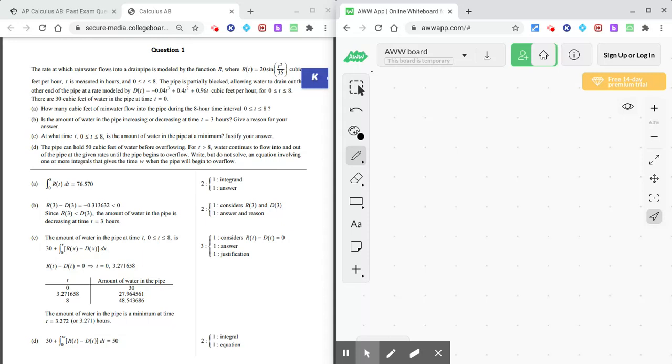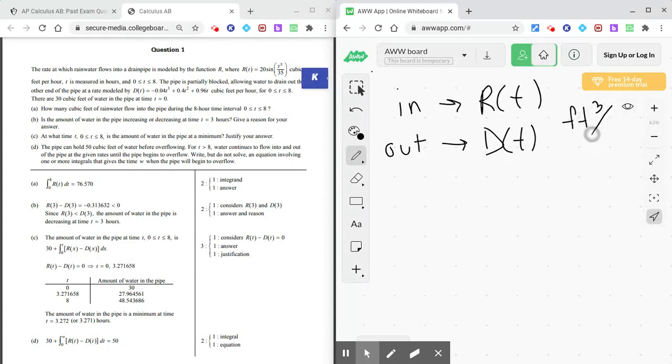Here again, very similar to the first problem we tried today, we have two opposing rates. We have rainwater flowing into the drain pipe at a rate of r of t. So I'm going to note that over here: r of t, and we have water flowing out of the drain pipe, d of t, and these are both in cubic feet per hour. Units are important, especially if they ask for them specifically. All right, there's our initial condition, classic: at time equals 0, we have 30 cubic feet of rainwater in the pipe. Going to need that eventually.